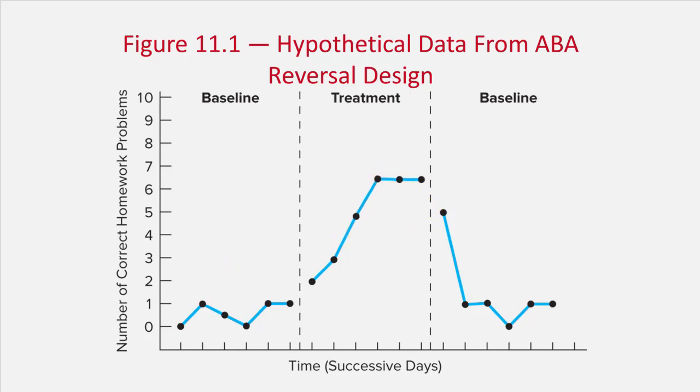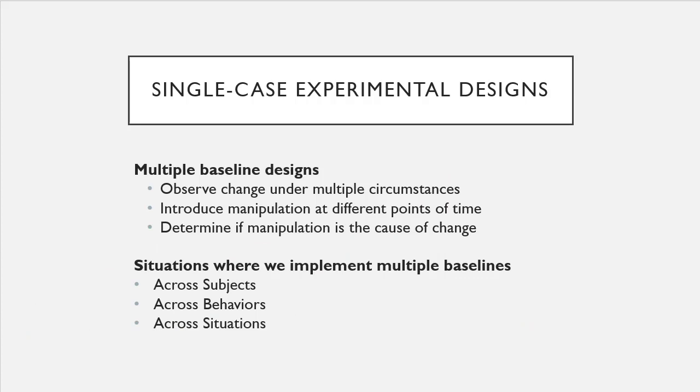phases altogether. There are some cases where it is useful to use what we call multiple baseline designs. With multiple baseline designs, we can observe change under multiple circumstances, which we'll talk about in a moment. We can introduce manipulation at different points of time, which is the most important aspect for the multiple baseline design. It allows us to determine if there is a difference in when we introduce some kind of treatment. And then we can also determine if manipulation is the cause of the change.